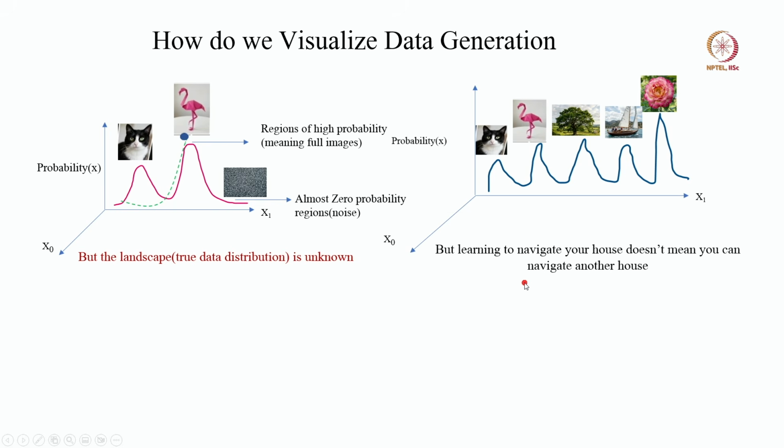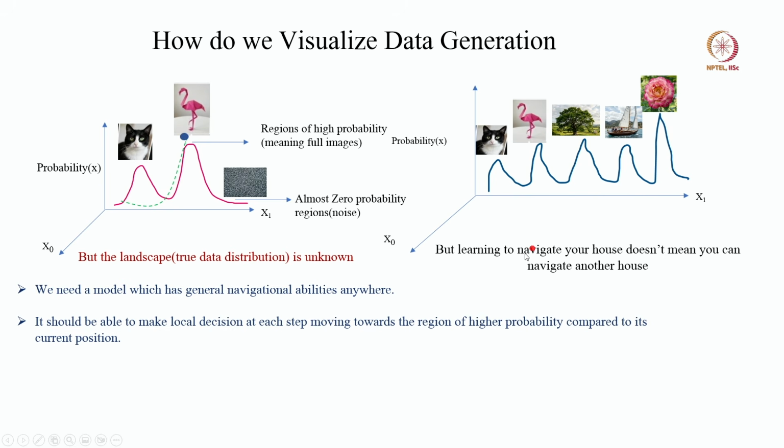Learning to navigate, it is like you know in your house where are the rooms, you know which way you should go to find your kitchen, to find your dining space, but that does not mean that you can navigate smoothly without any hindrance in some other house. Okay. So, when such an unknown scenario comes, we will not be able to generate new data. Okay. So, that is not possible. So, what exactly is needed here?